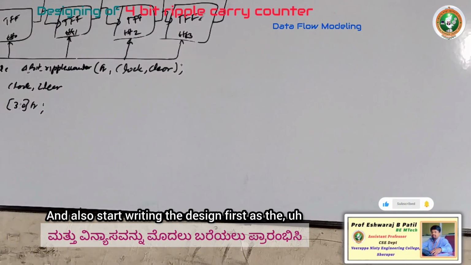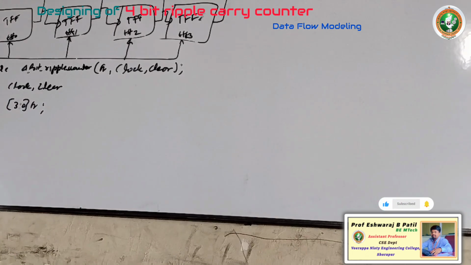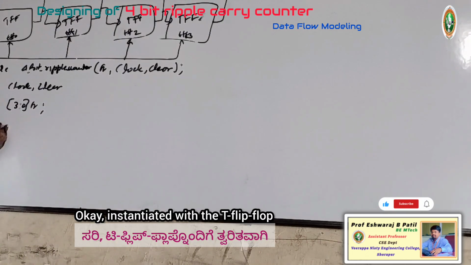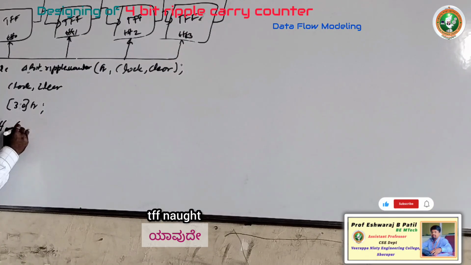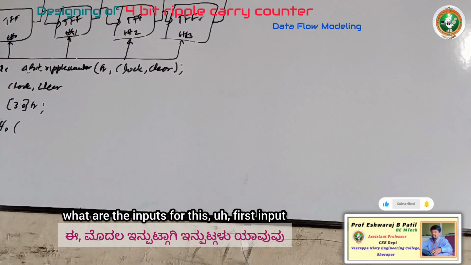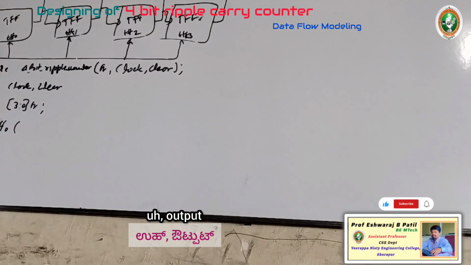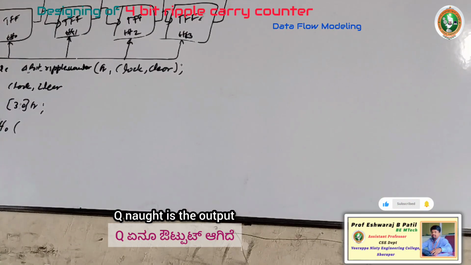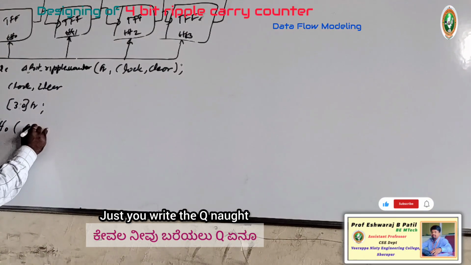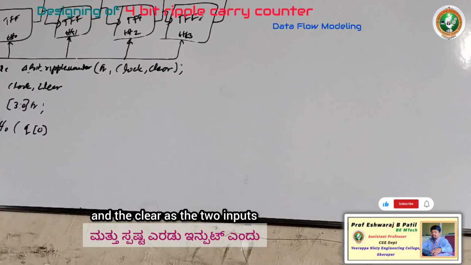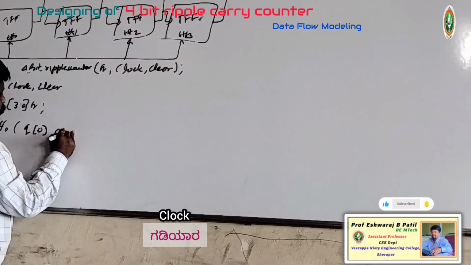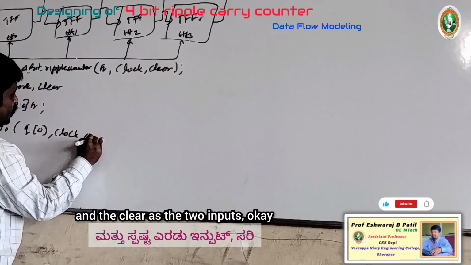Then start writing the design. First consider the first T flip flop, instantiated as TFF 0. Identify the inputs and outputs: first the output, Q0, written as Q of 0, and the inputs for this one are the clock and the clear.